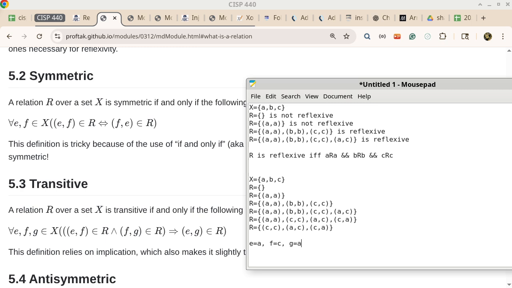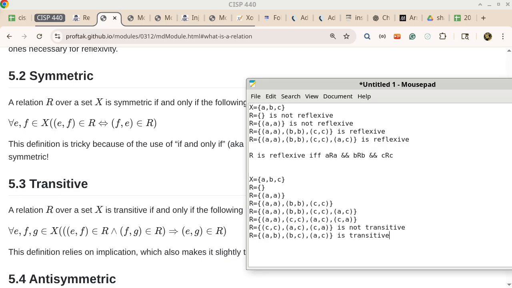That would be transitive. Correct. So let me make it clear. This one is not transitive. So what you're telling me is, what if we have AB, we have BC, and also AC in it? This one is transitive.